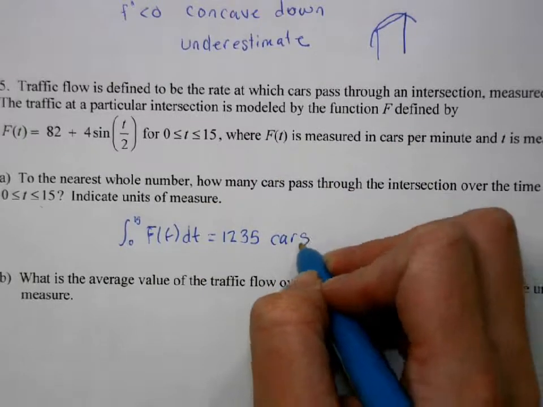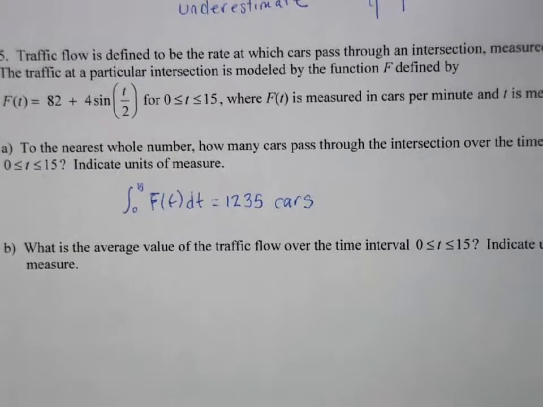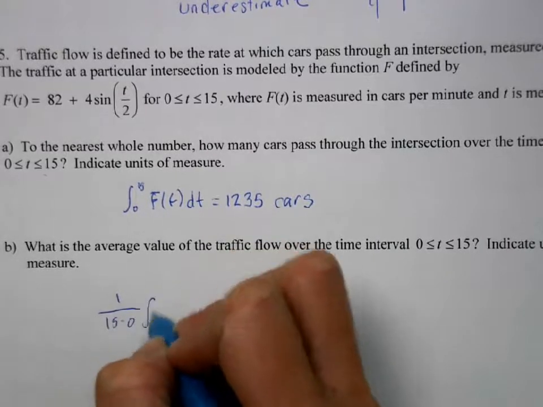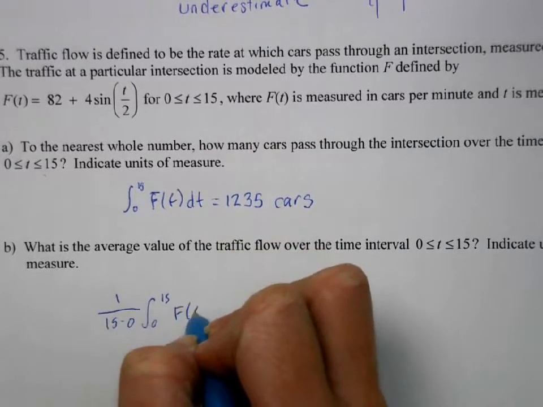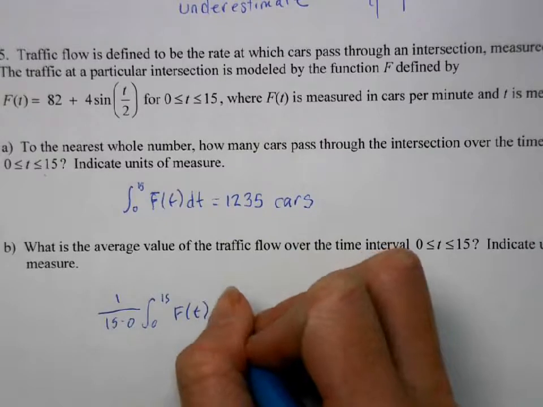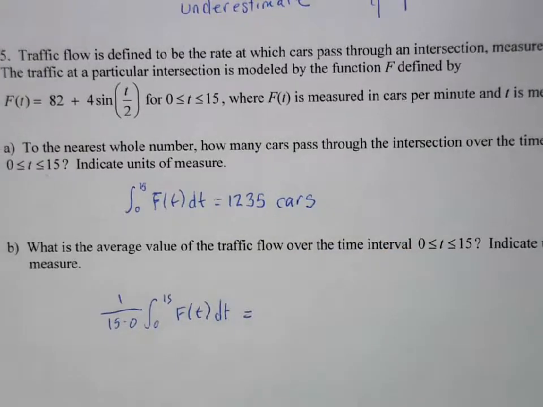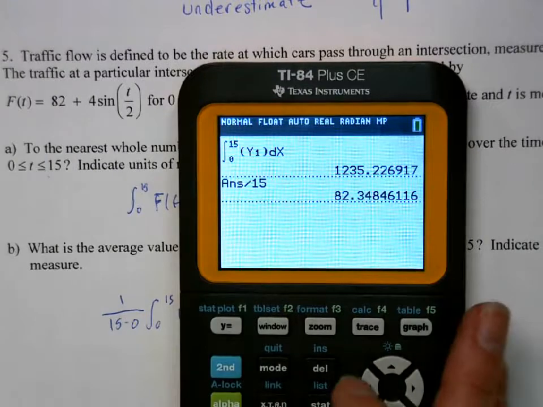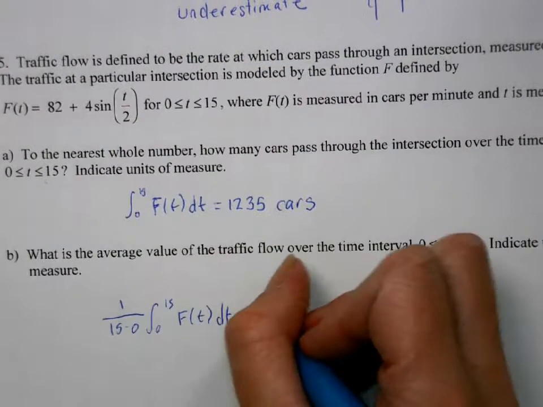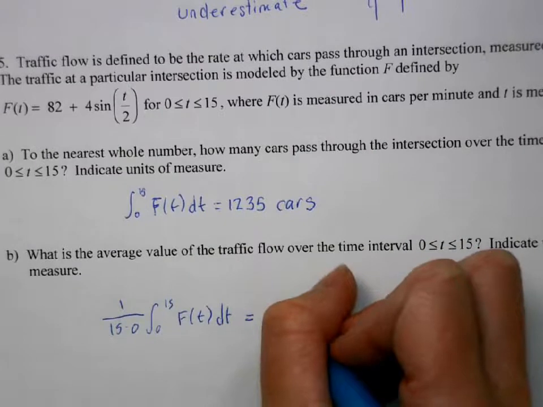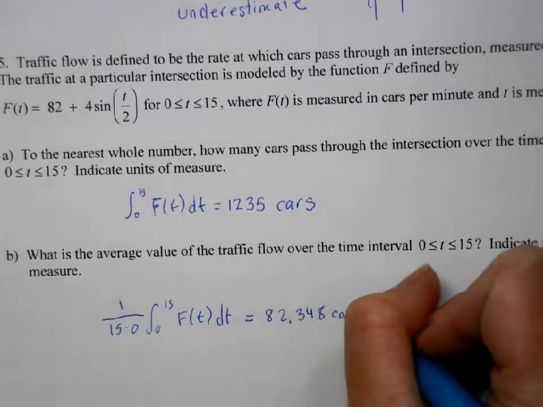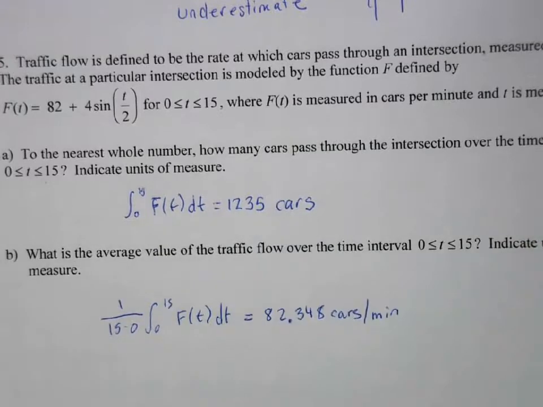Okay, the average value is going to be 1 over 15 minus 0 times the integral from 0 to 15. Or we can just take our last thing and divide that by 15. So it's 82.348 cars per minute is our average.